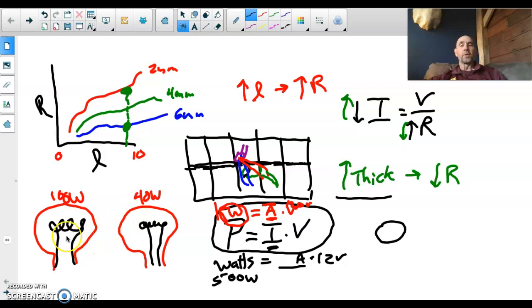So if it's a brighter bulb, you know it's going to have a thicker filament, and this one's going to have a thin filament. A thin filament has high resistance. High resistance has low current, and low current is not going to produce much light. It's not very bright. Okay?